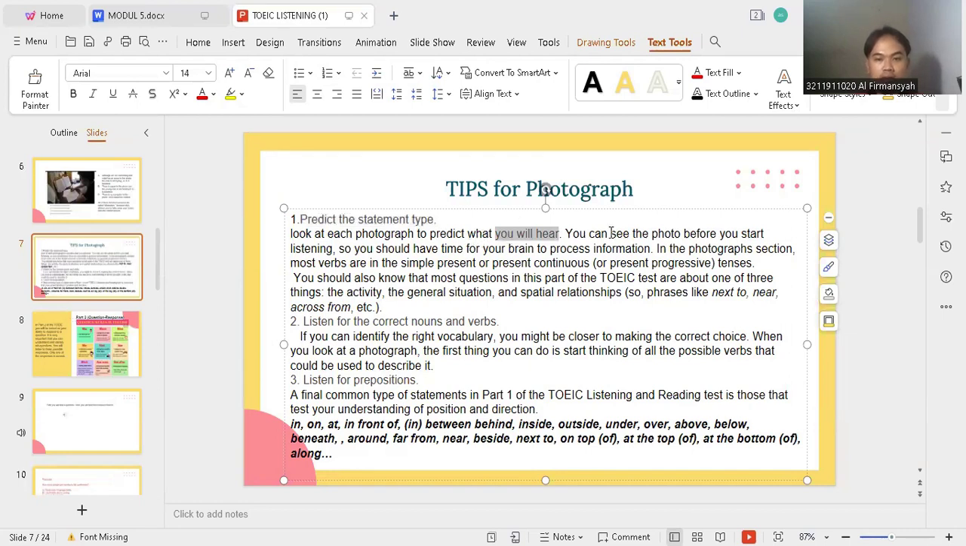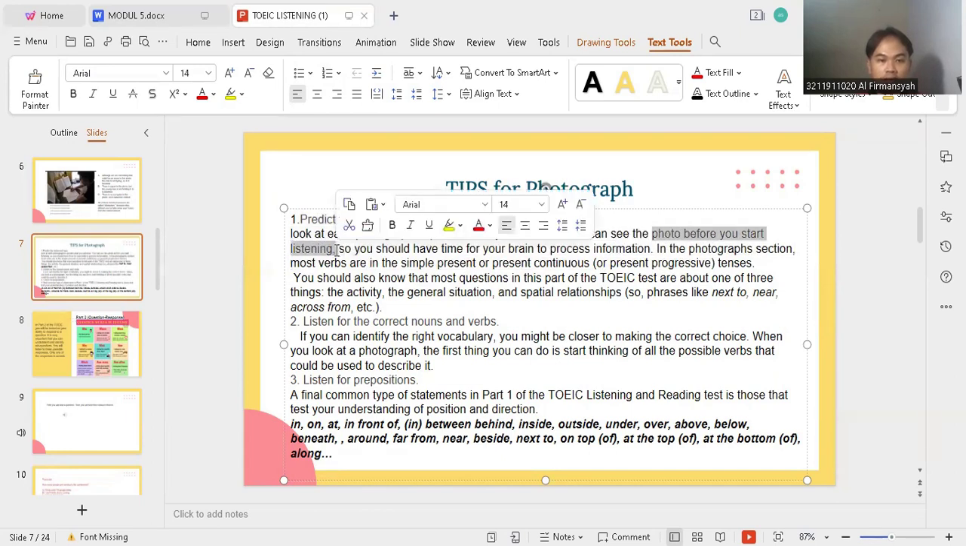Before we start the test, before we start listening to the sound, we have to see the photos carefully: what the picture is about, what is in the picture, what items are in the picture, and what situation, what time. So before we start listening, we have to see the picture correctly.